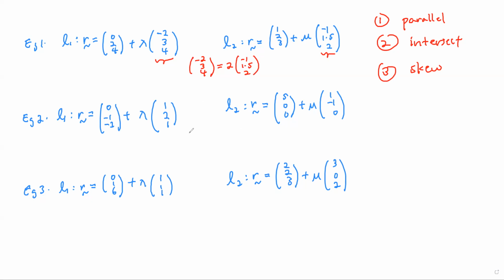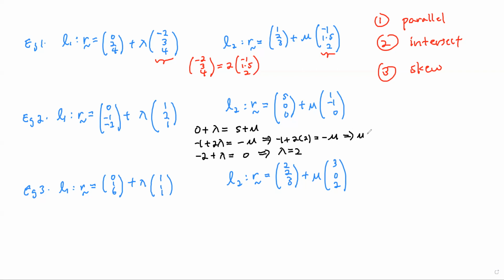To do that, we have to equate them together. This is how we equate them: 0 plus lambda equals 5 plus mu; negative 1 plus 2 lambda equals negative mu; negative 2 plus lambda equals 0. From the last equation, we can deduce that lambda equals 2. Substituting lambda equals 2 into the second equation, negative 1 plus 2 times 2 equals negative mu, so mu equals negative 3.